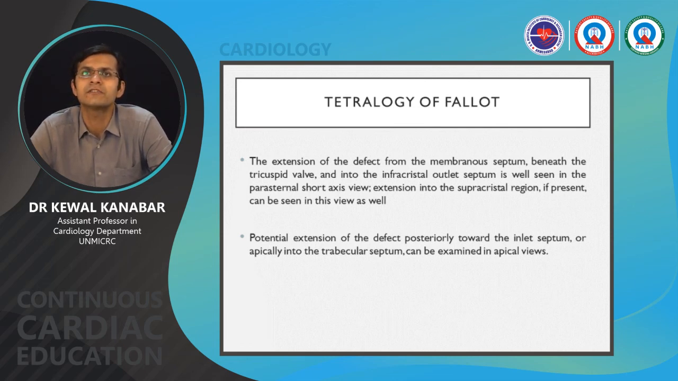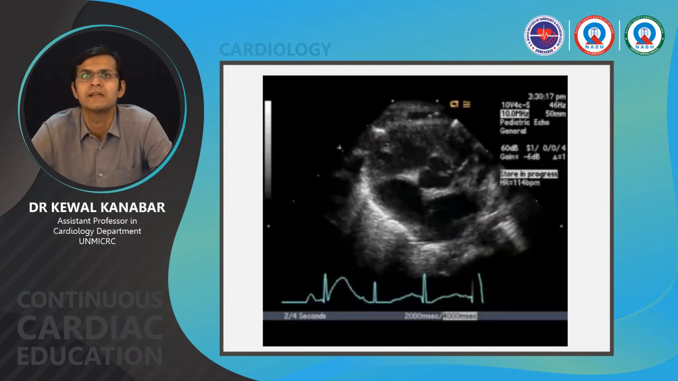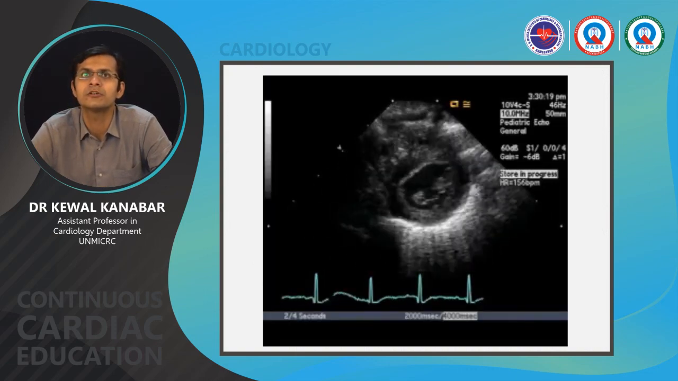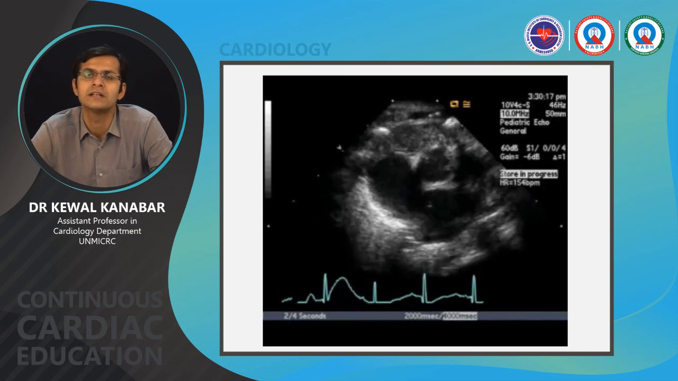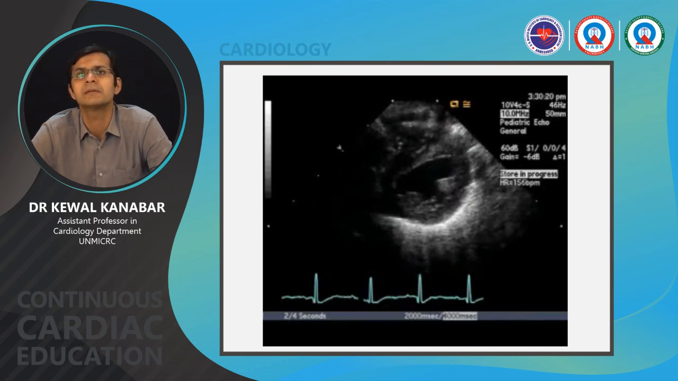The extension of the defect from the membranous septum beneath the tricuspid valve and into the infracristal outlet septum is also well seen in the parasternal short axis view, right? And if there is an extension of the VSD towards the inlet septum, it can be seen in the apical view. In a parasternal short axis view, we are going to get an idea about the size of the VSD, the bidirectional shunt, and we can also see the pulmonary arteries.